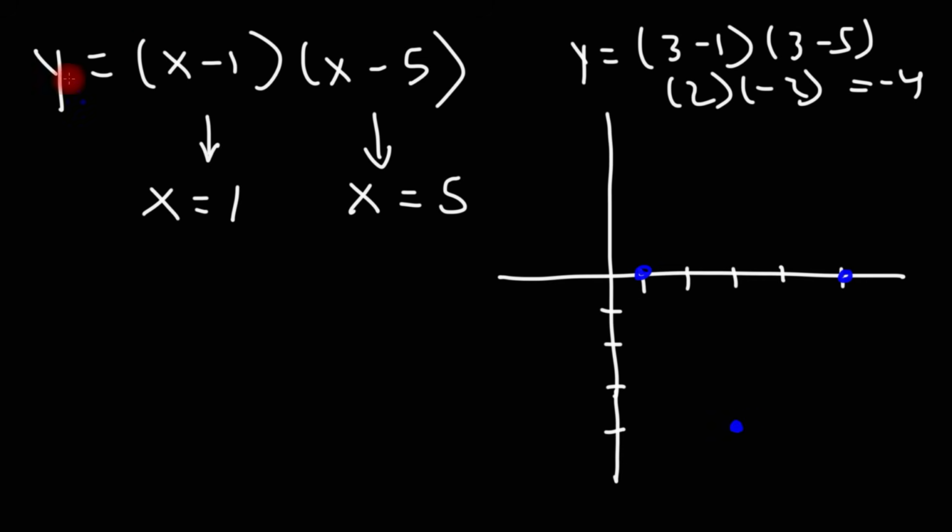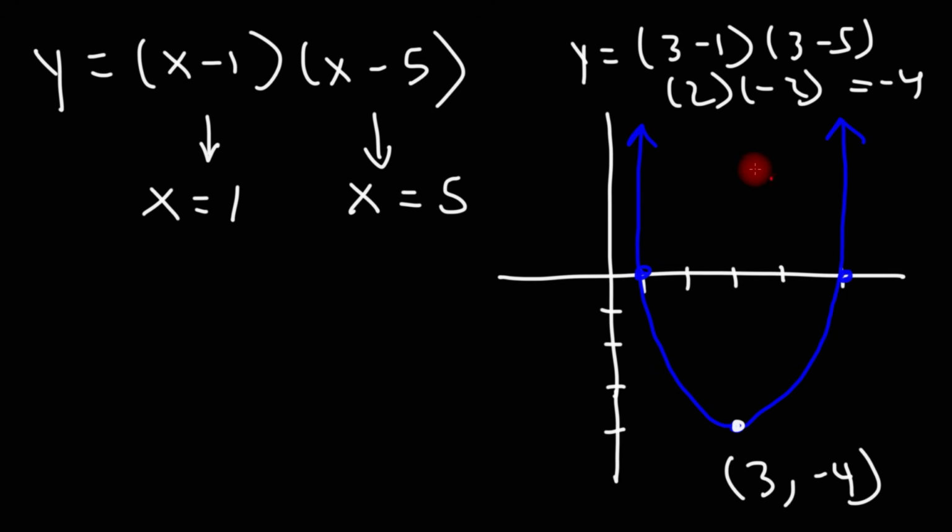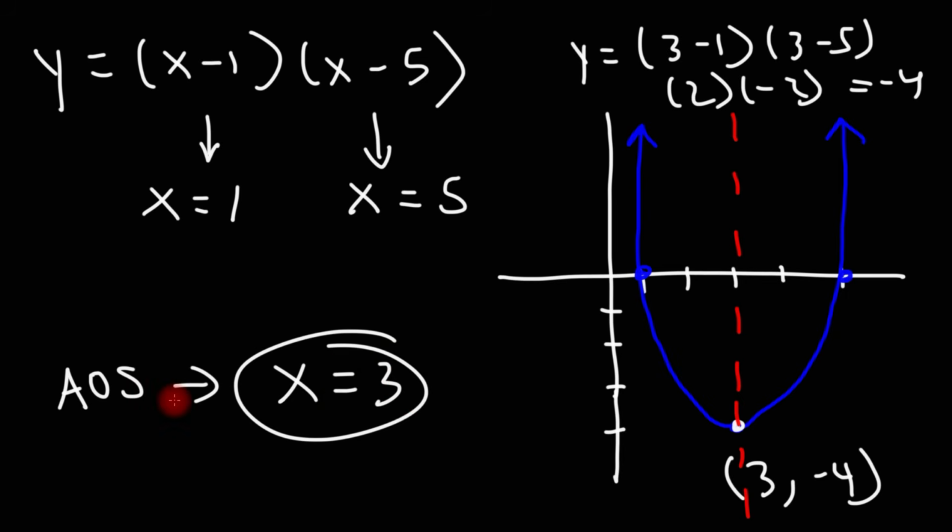And because we're dealing with y equals x squared, this is going to open upward since it's positive x squared. So our graph is going to look like that. And so our vertex has an x value of 3 and a y value of negative 4. The axis of symmetry is vertical, so we're going to focus on the x value. So our AOS is x is equal to 3.